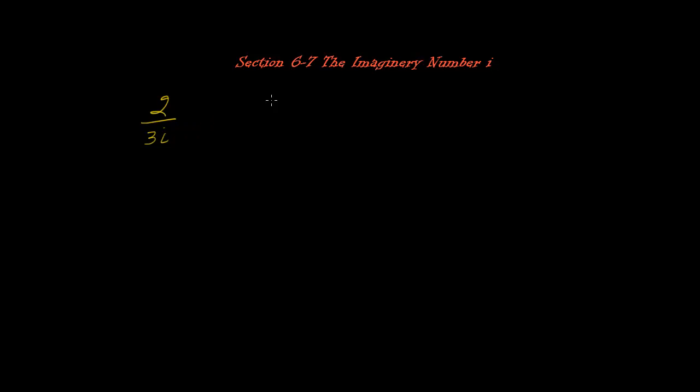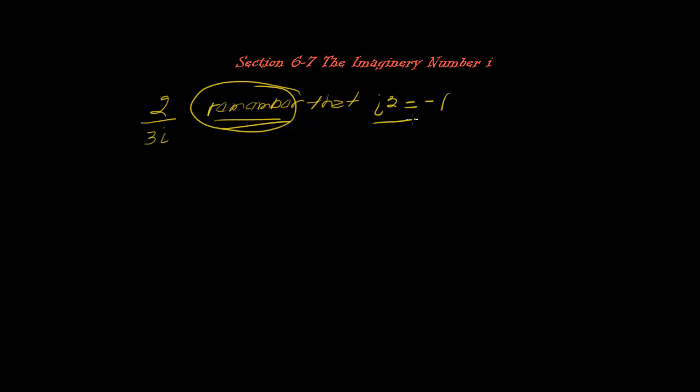Well, remember, this is important. Remember, I'll circle this, that i squared is equal to negative 1. That is how we get rid of i. If we can have a situation where we have i squared, that converts to a number, and in this case that number is negative 1.